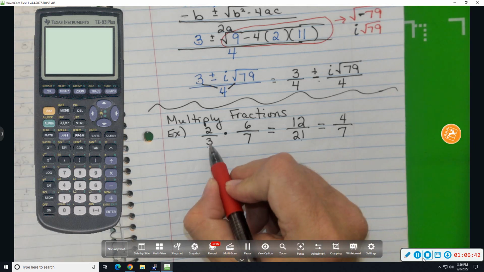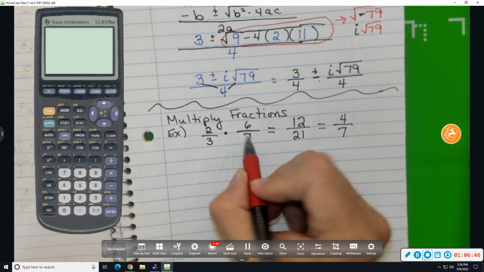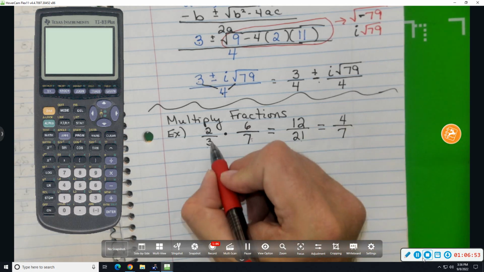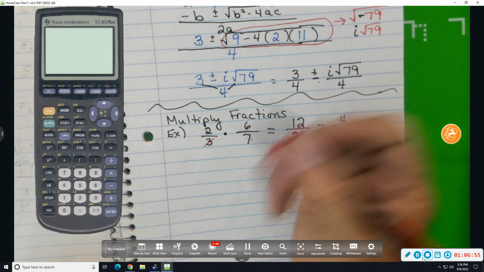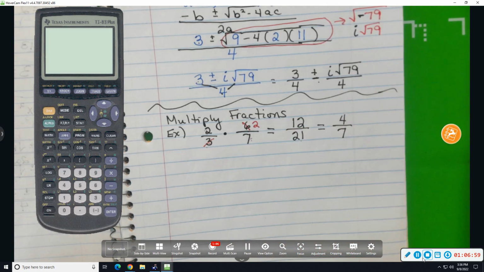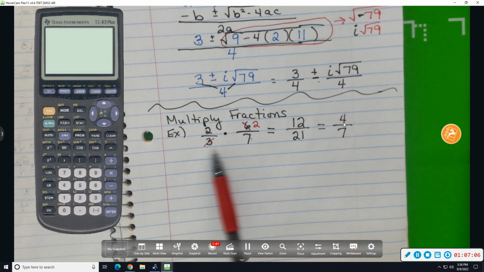To cross-cancel, if you look at the 2 and the 7, there's nothing you can cancel there. But looking at the 3 and 6, you could divide both of those numbers by 3. So 3 divided by 3 would just be a 1. 6 divided by 3 would be a 2. Do y'all remember this cross-canceling for multiplying fractions? So we would have a 4 over 7. This is called cross-canceling when multiplying fractions.